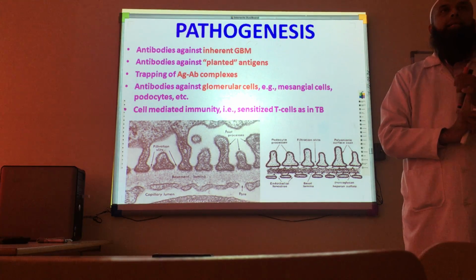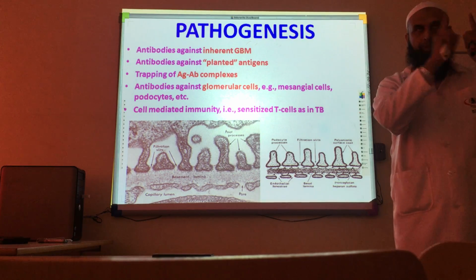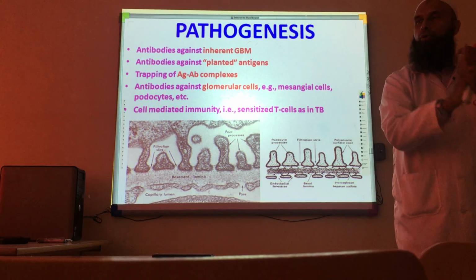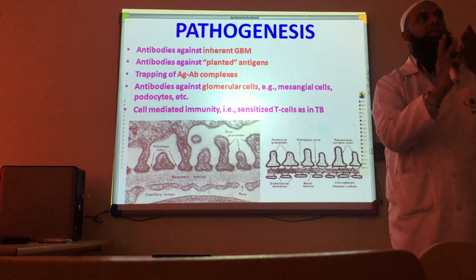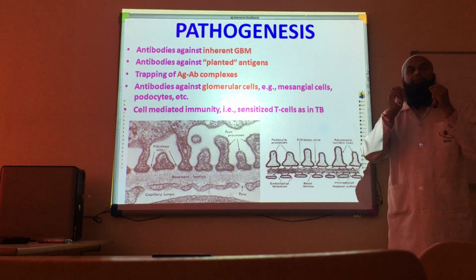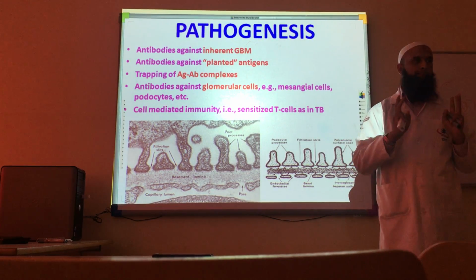Then we know that the podocytes are there. If you keep in mind the basement membrane, the capillary endothelium, then the podocytes, these are the three main structures which are there. So for the membrane to be damaged, there should be something which is damaging them.